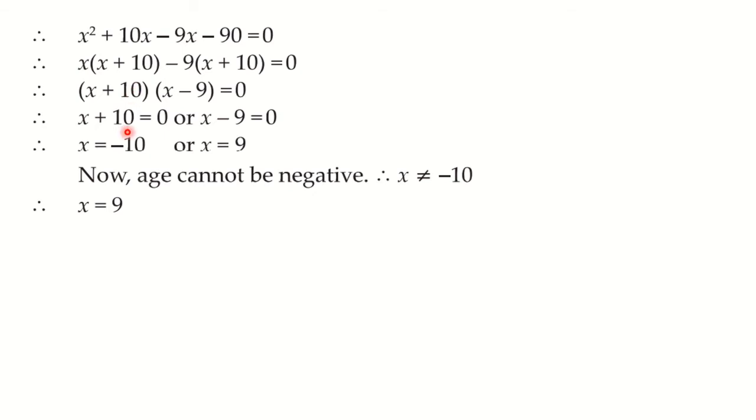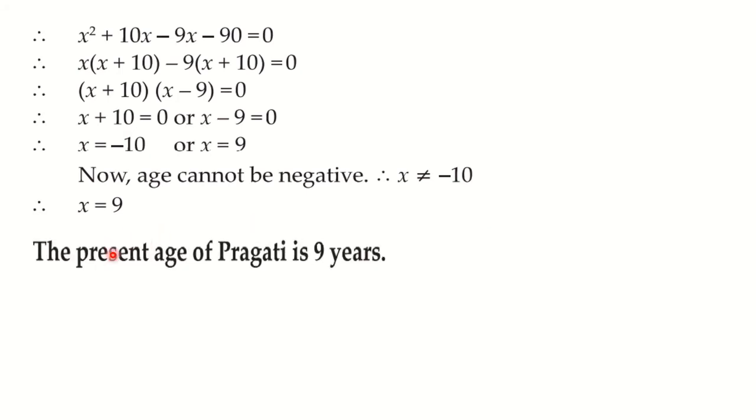Then either the first bracket is 0 or the second bracket is 0. From that we got x is equal to minus 10 or x is equal to 9. But you know that age is never negative. So we are going to discard this answer. We will say that x cannot be minus 10 and therefore the value of x is 9. And therefore the final answer in words: the present age of Pragati is 9 years.